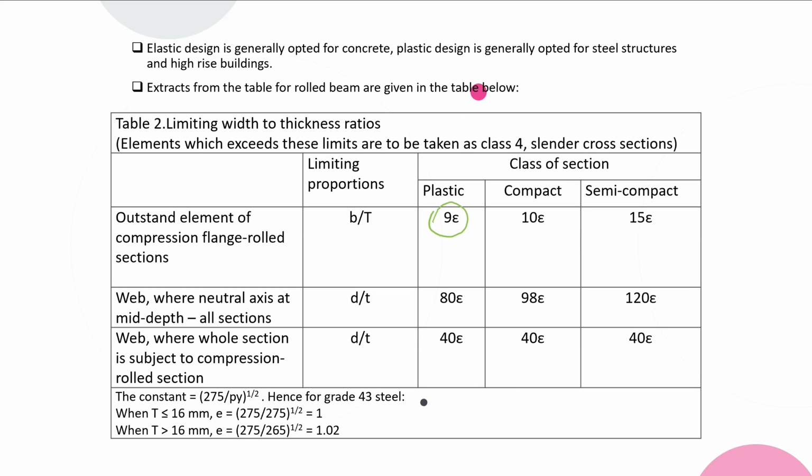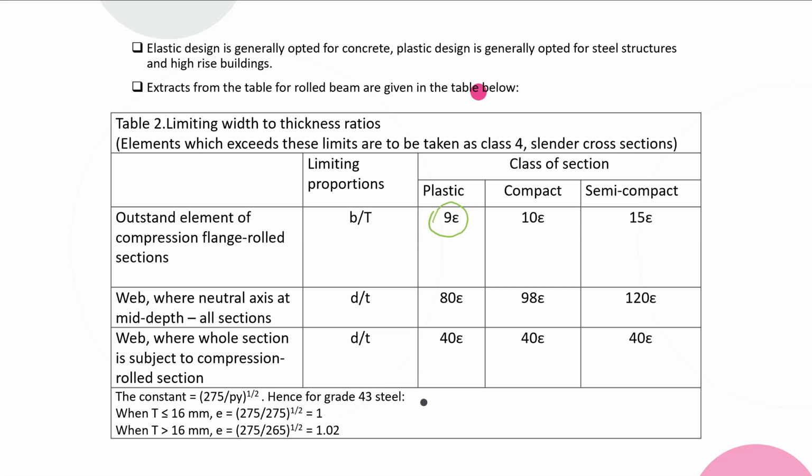And for b over t, okay, outstand element of compression flange of rolled section. So element yang in compression. Because when we look at column, sebab element dia, as I explained in our previous class, the section is resisting compression punya force, compressive force. So anything about compression is related to column. Okay, so for b over t is 9 constant. Sama je this table dengan table B.